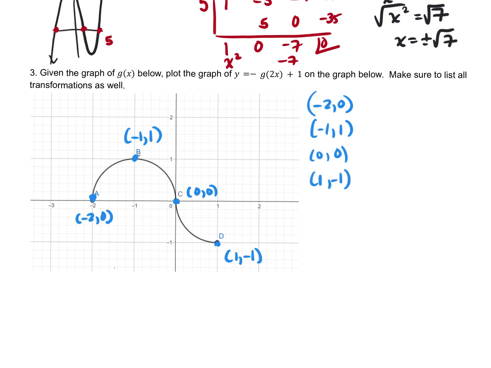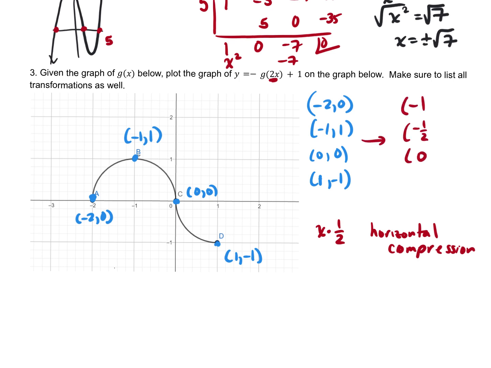If I look inside the function, I see that I'm multiplying the x's by 2. But remember, on the inside, it's always the reciprocal. So I'm really going to multiply the x's by 1/2. That is going to be a horizontal compression because they're getting smaller. So if I multiply all these x's by half, I'll get negative 1, negative half, 0, and 1/2.